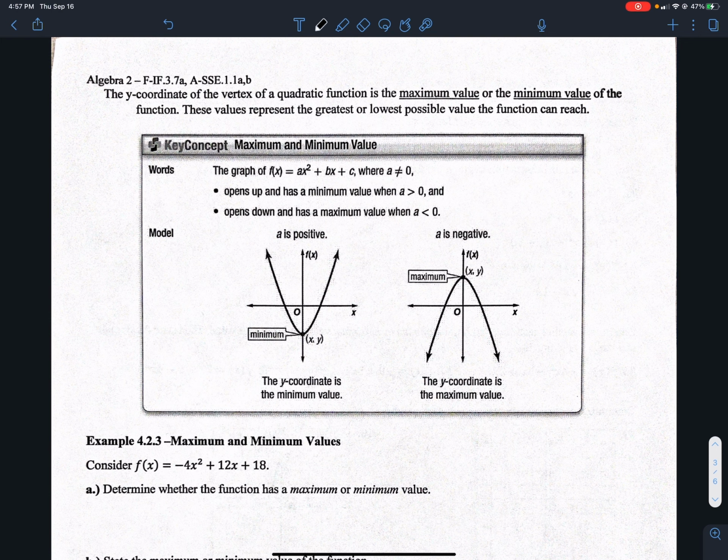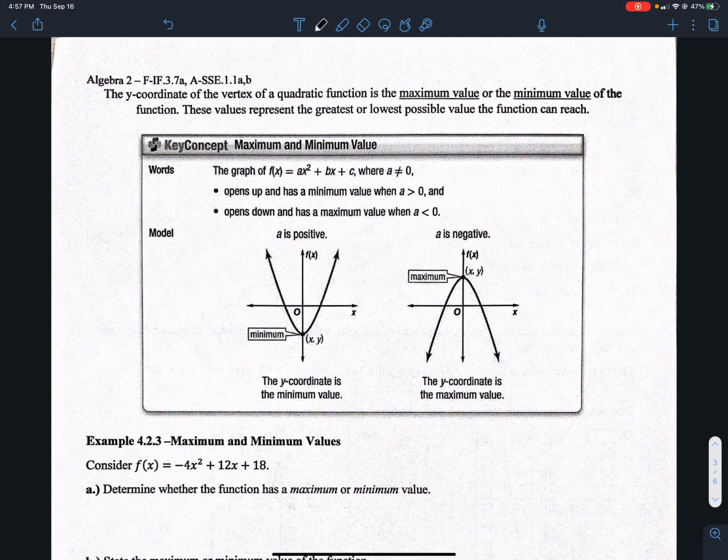The y-coordinate of the vertex of a quadratic function is the maximum value or the minimum value of the function. These values represent either the greatest or lowest possible values the function can reach, like a roller coaster. How high can a roller coaster go? How low can a roller coaster go? Okay.